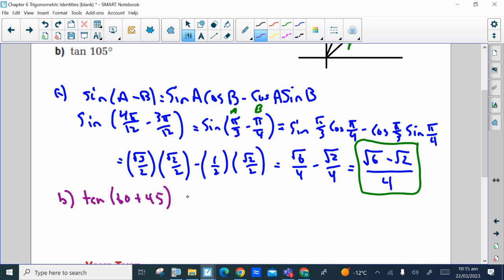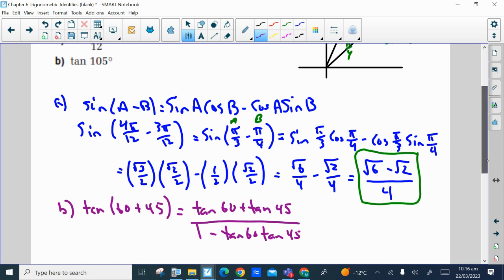So for this one, we have to use the sum identity for tangent, which is tangent of A plus the tangent of B, and again, these are on your formula sheet. You don't have to memorize them. All over 1 minus tan A times tan B. That is the sum identity for tangent that you would find on your formula sheet.